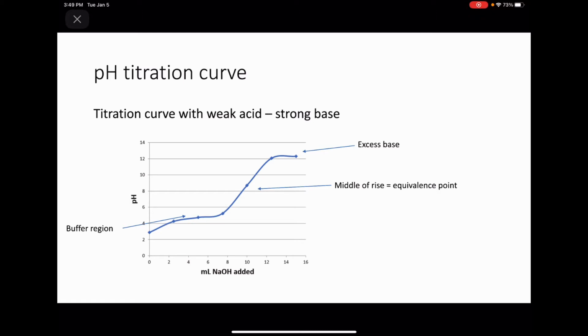But once again, the middle of that particular rise, the middle of that inflection, is the equivalence point, and the pH at the equivalence point, and the equivalence point in terms of milliliters added. And then once you go beyond that, we're in that excess strong base, so it's just similar to what we had for the strong acid, strong base titration curves.